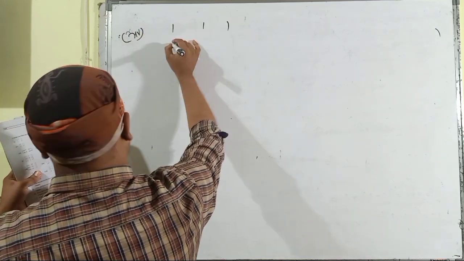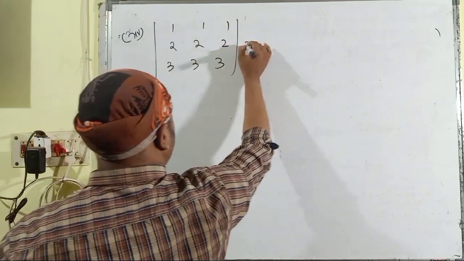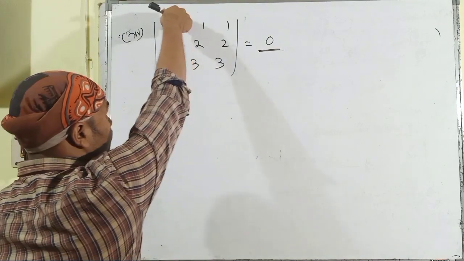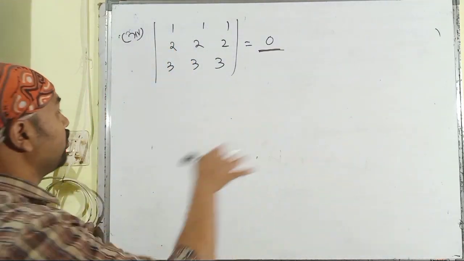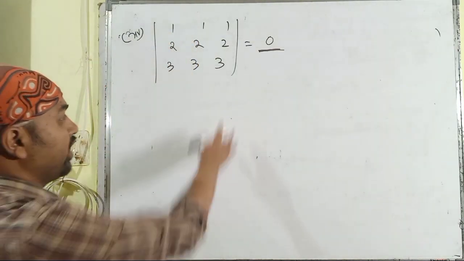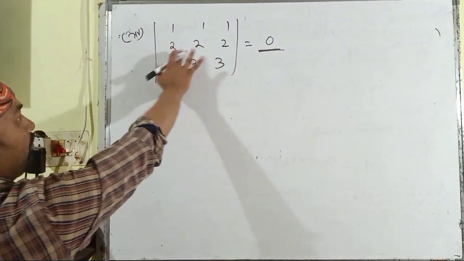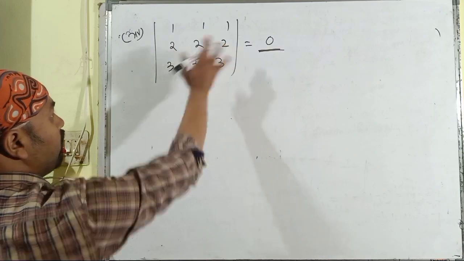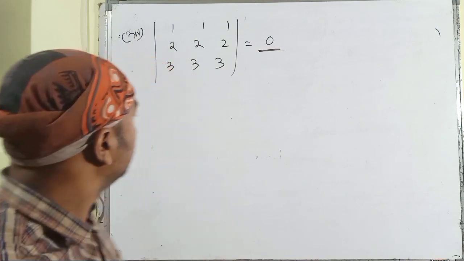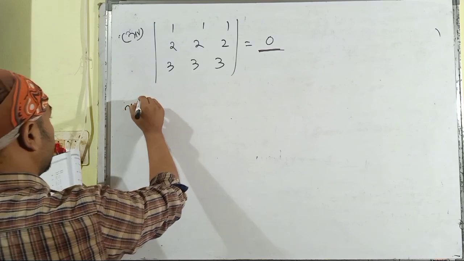It is 1, 1, 1, then 2, 2, 2, 3, 3, 3. And the value of this determinant is equal to 0 because row 2 is proportional to row 1, and also you can say that row 3 is proportional to row 1. Hence the value of the determinant is equal to 0. And also you can solve this by taking a 2 common from row 2, and then this will become 1, 1, 1, and row 1 and row 2 will be identical with each other. So this is the solution for the 15th bit. Then moving towards the 16th bit.